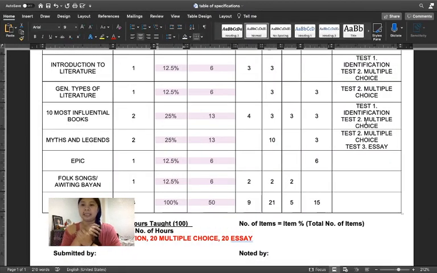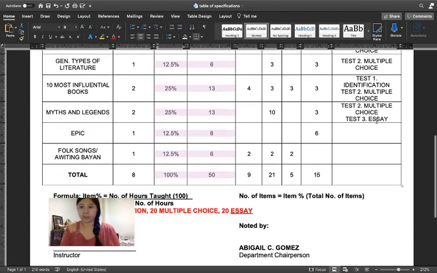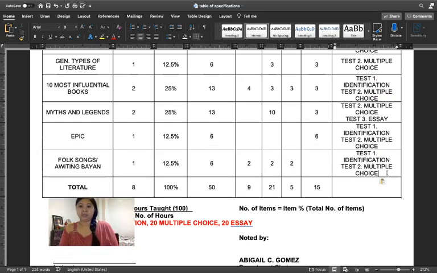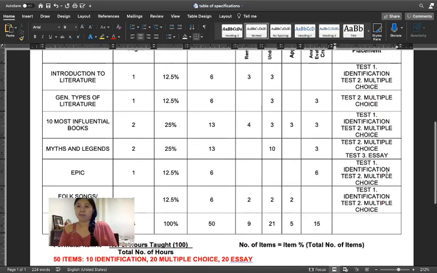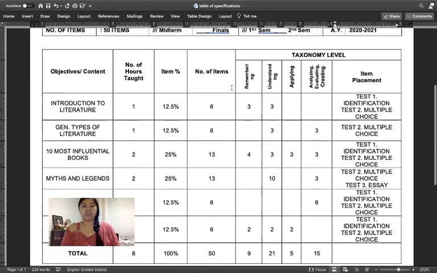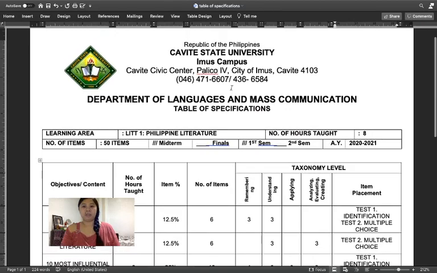Okay, so that is how you do your table of specifications. By the way, maybe these are here. That's 1, that's 2. Okay. So I just did this part, the item placement, wherein you have the identification, the multiple choice. But in reality, you can just remove the words identification, multiple choice. Okay, so I just did this for you to understand what I am talking about. So again, this would be your table of specification.